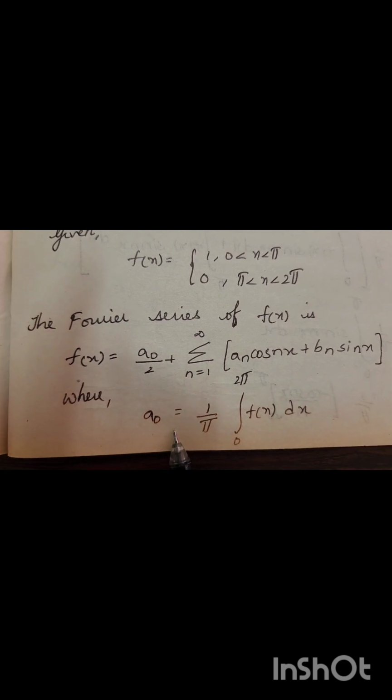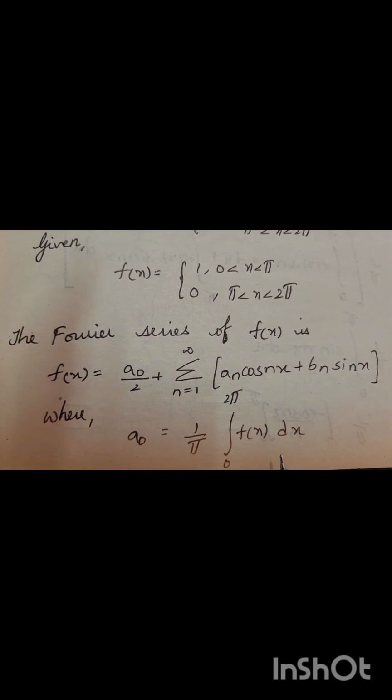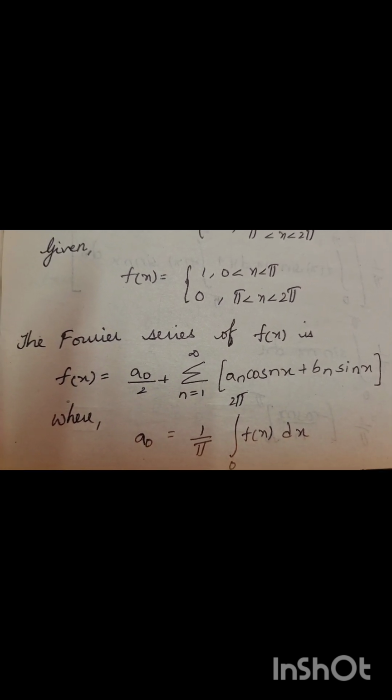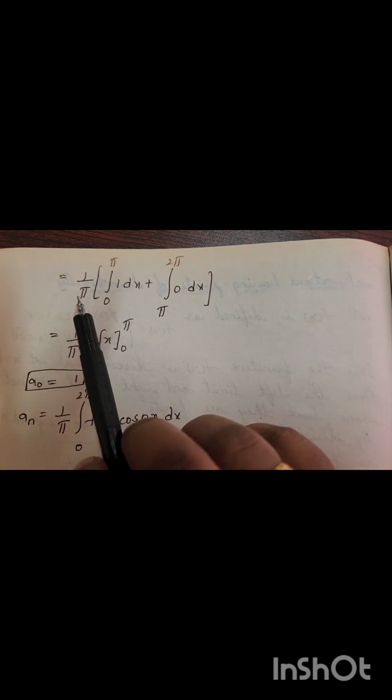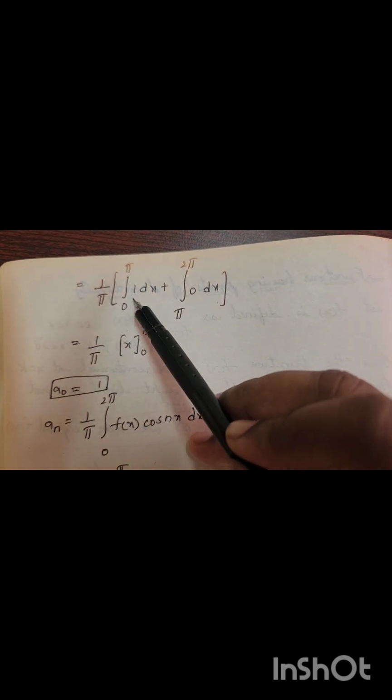Here a naught is 1 by pi integral 0 to 2 pi f of x dx. Now we will divide this a naught integral into two sub intervals. This is 1 by pi integral 0 to pi 1 dx plus integral pi to 2 pi 0 dx. Why are we taking 1 and 0 here? In our problem it is defined like this: 0 to pi it is 1, pi to 2 pi it is 0.